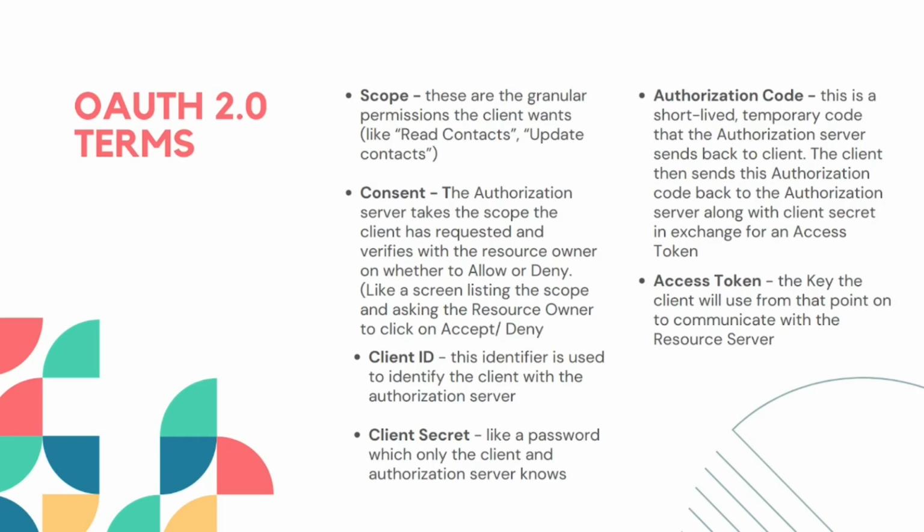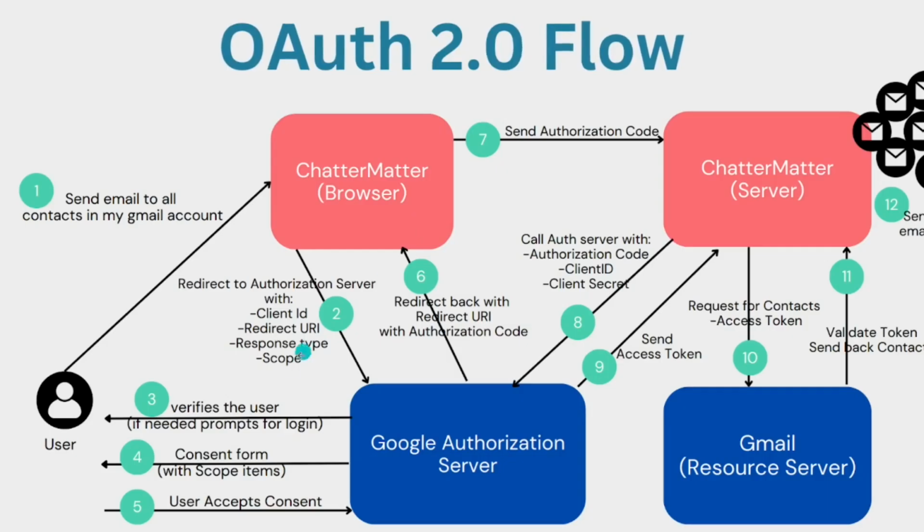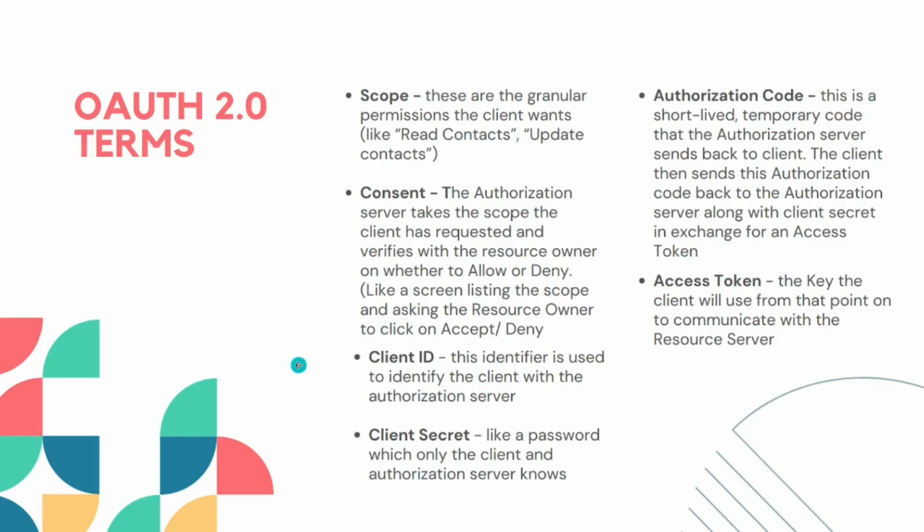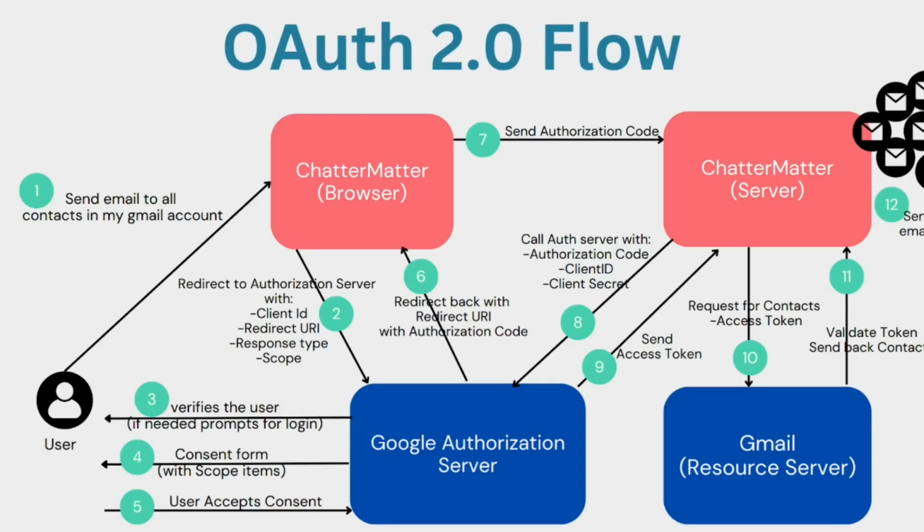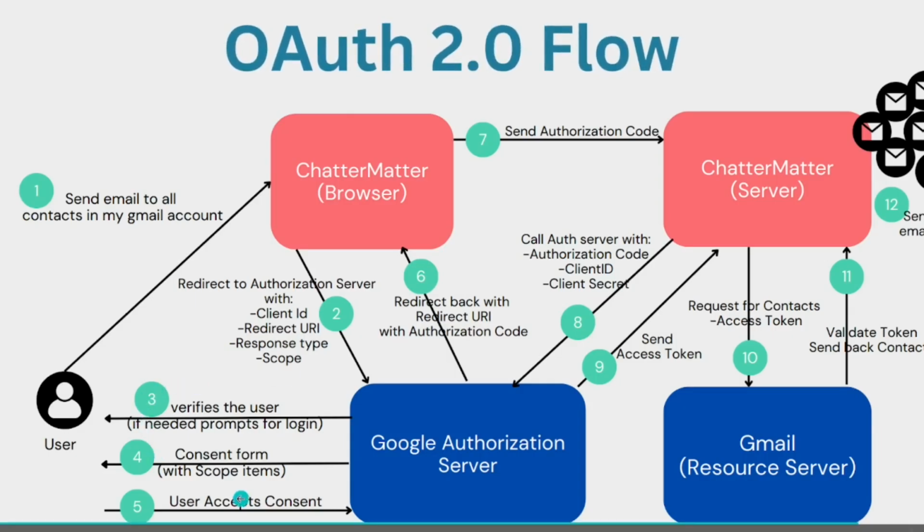Scope. Scope is the granular permissions that the client wants, like read contacts, update contacts, and so on. So this is the scope. So it is like read contact. What is the permission needed? Consent. The authorization server takes the scope the client has requested and verifies with the resource owner on whether to allow or deny permission. So it's like a screen listing the scope and asking the resource owner to click on accept or deny. You would have seen this in many of the OAuth interactions you have done.